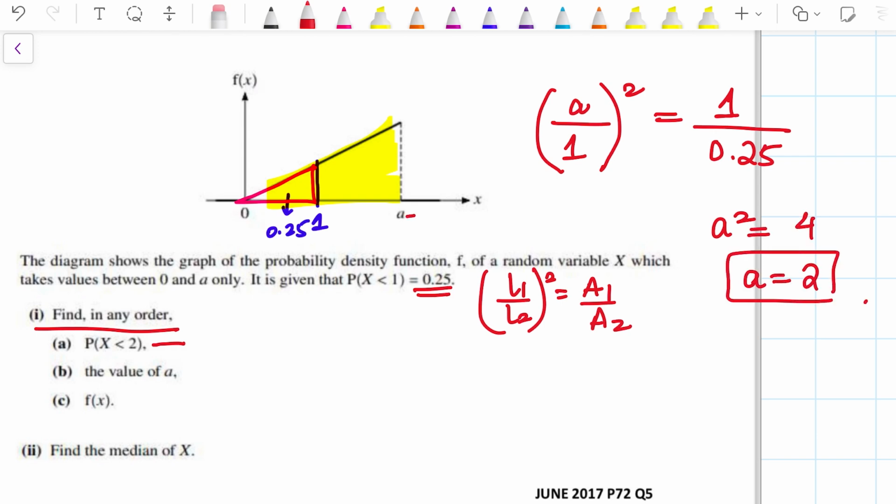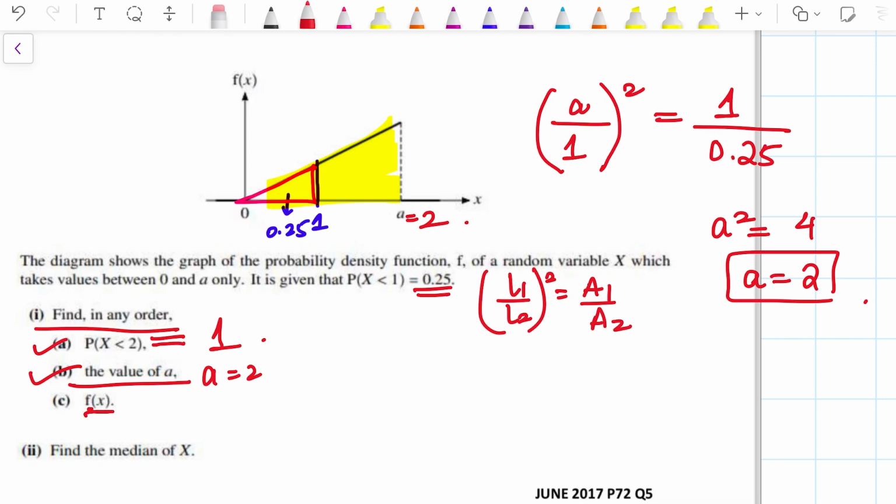So the value of A becomes 2. So we're done with this part. Now, probability of x less than 2. Okay, so we know that 2 is this full function. The probability of less than 2 is going to be 1. Okay, now next we have to find out f of x.